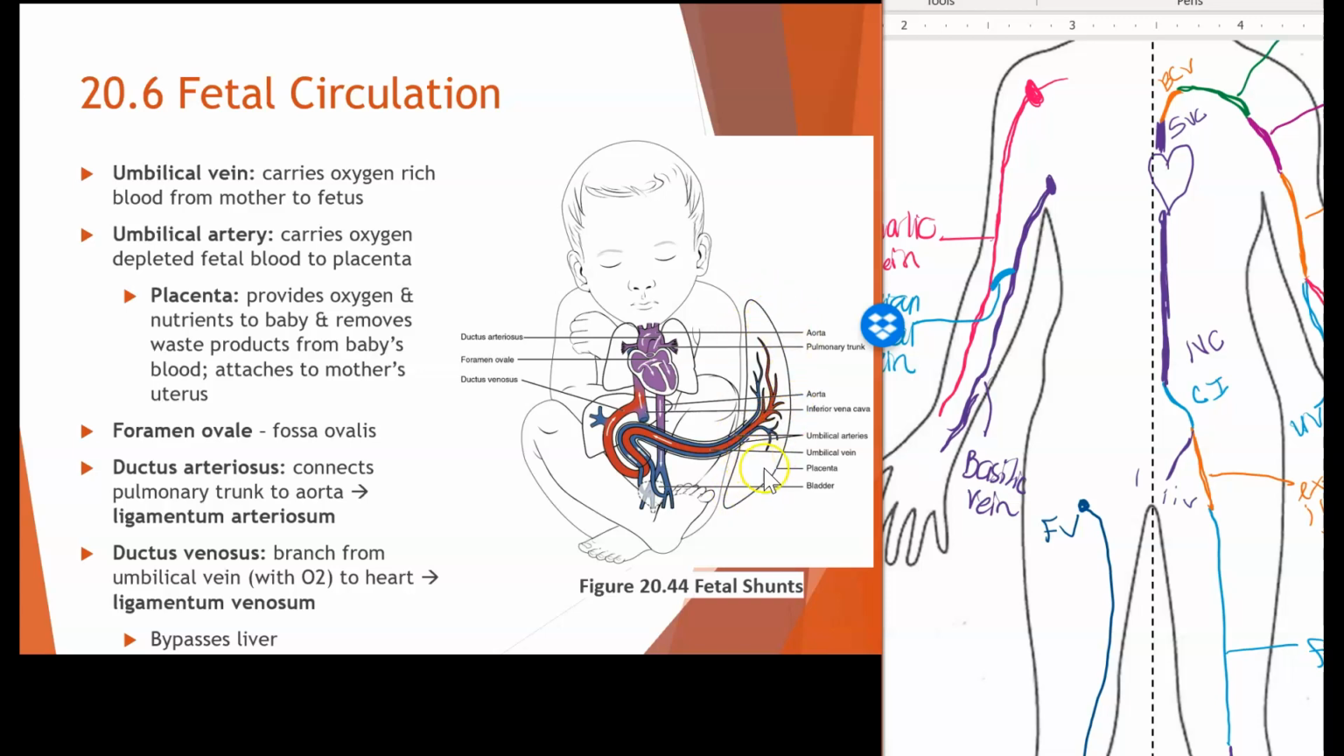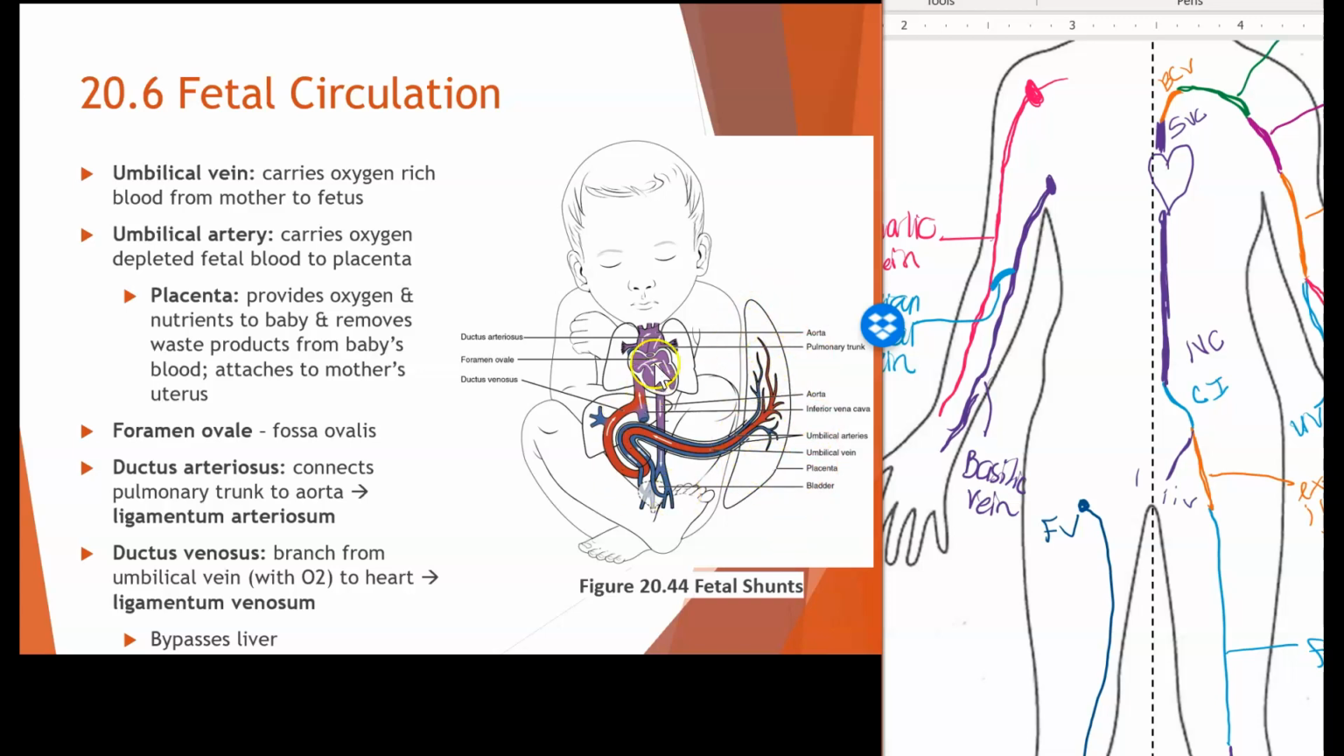This placenta is going to be able to provide oxygen and nutrients to the fetus and remove any waste products from the fetus's blood, and it attaches to the mother's uterus, and it takes about 3 months to build this.